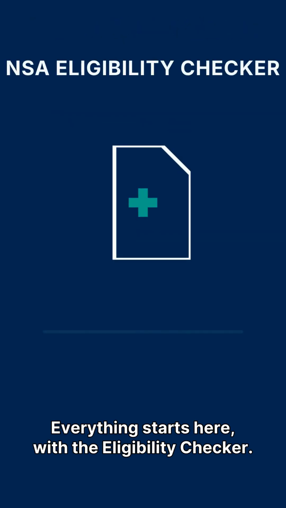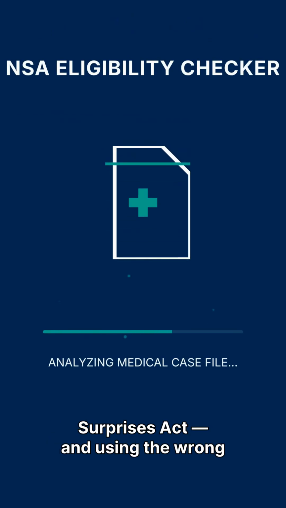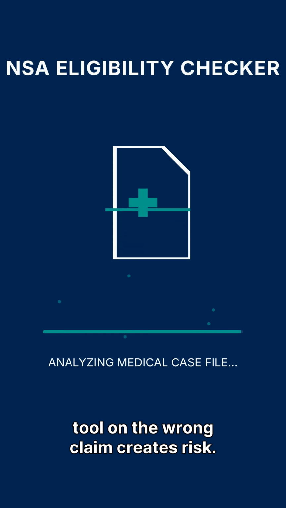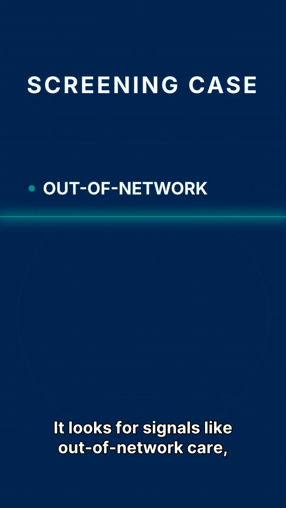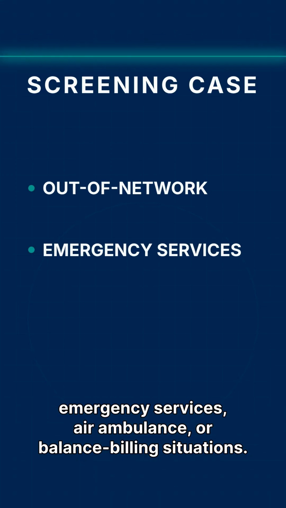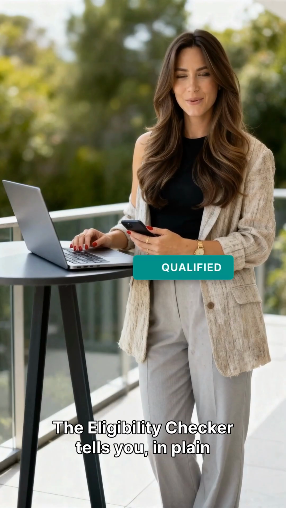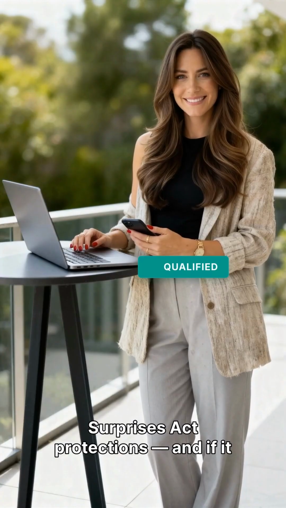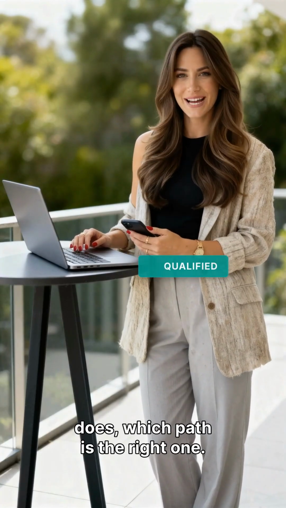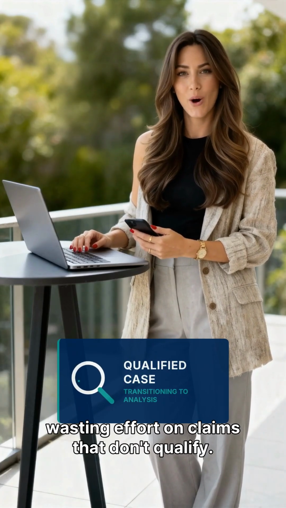Everything starts here with the eligibility checker. Not every claim falls under the No Surprises Act, and using the wrong tool on the wrong claim creates risk. So before anything else, InvisaClaim screens the case. It looks for signals like out-of-network care, emergency services, air ambulance, or balance billing situations. The eligibility checker tells you in plain terms whether this claim qualifies for No Surprises Act protections, and if it does, which path is the right one. That single step keeps your team from wasting effort on claims that don't qualify.